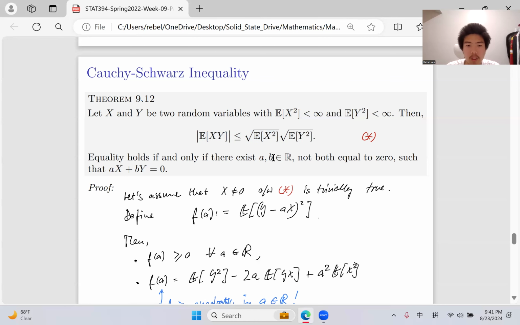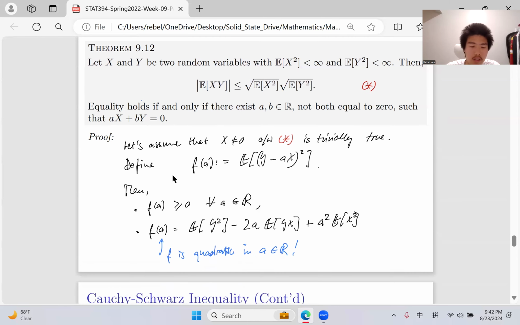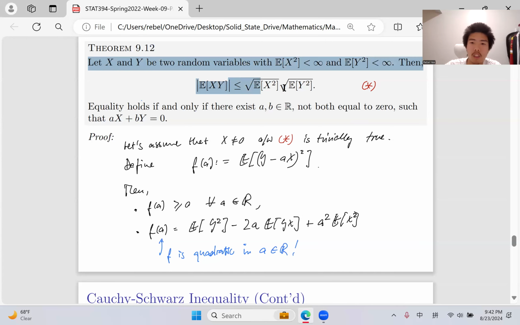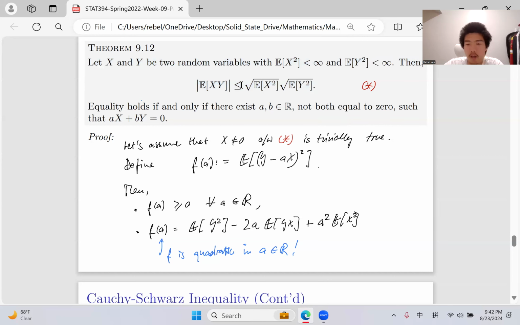And this inequality has an equality form, right? The equality holds if and only if there exist a and b in the real numbers, not both equal to 0, such that a times x plus b times y is equal to 0. All right. So let's first prove this form. Let's first prove that it's smaller or equal to this point, and then we'll find out why the equality occurs only in this case.